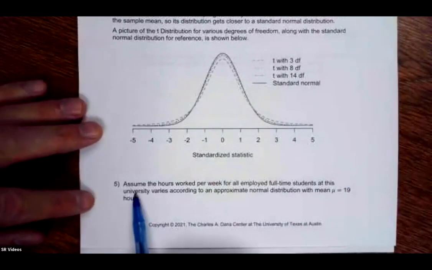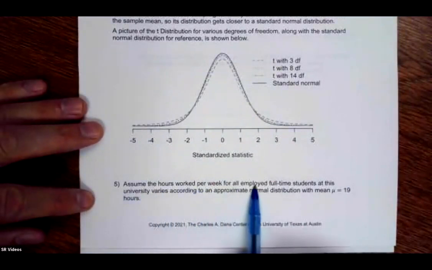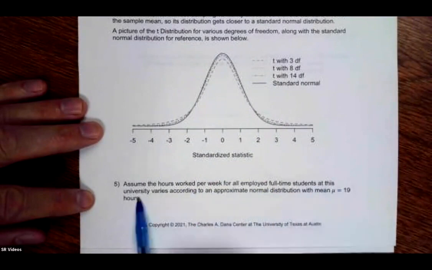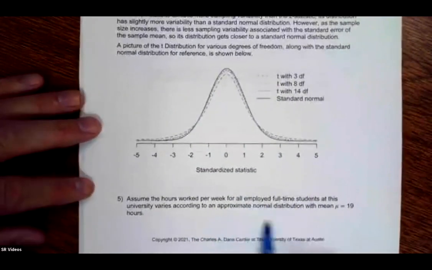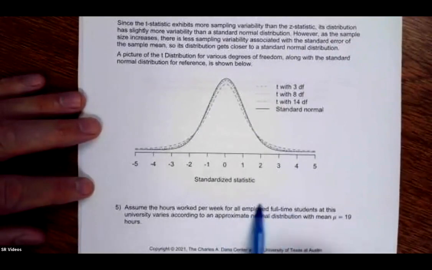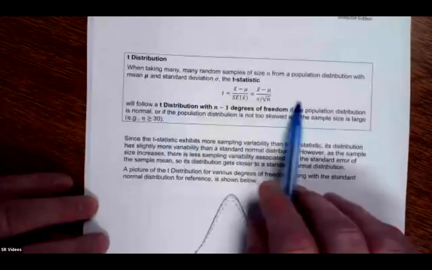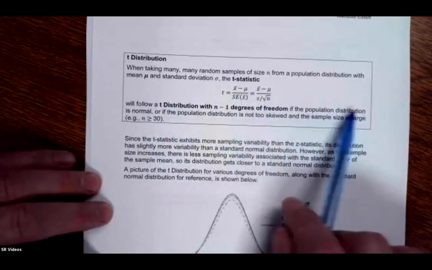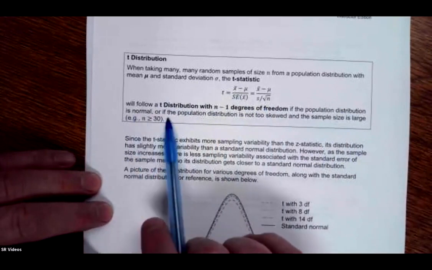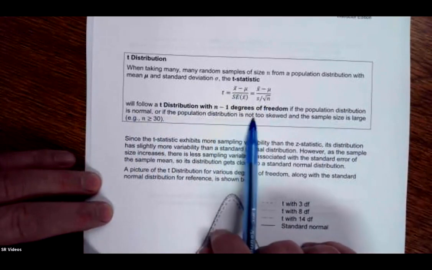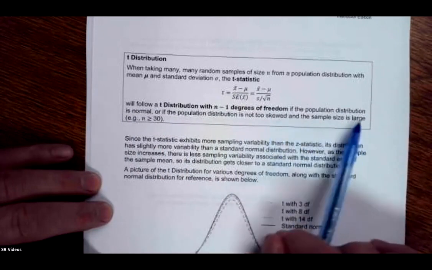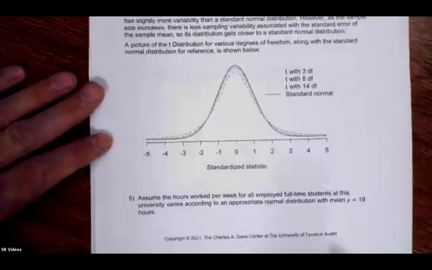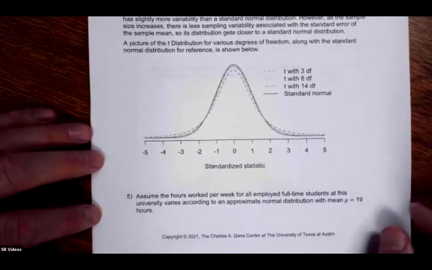Okay, question 5. Assume the hours worked per week for all employed full-time students at this university varies according to an approximate normal distribution with a mean of 19 hours. So it's making that assumption that the initial population is approximately normal, so this applies. Remember, this formula will apply as long as the original population is normal to begin with, or if the population is not too skewed and we have a large enough sample size, at least 30. So this one's already assuming the original population was normal.